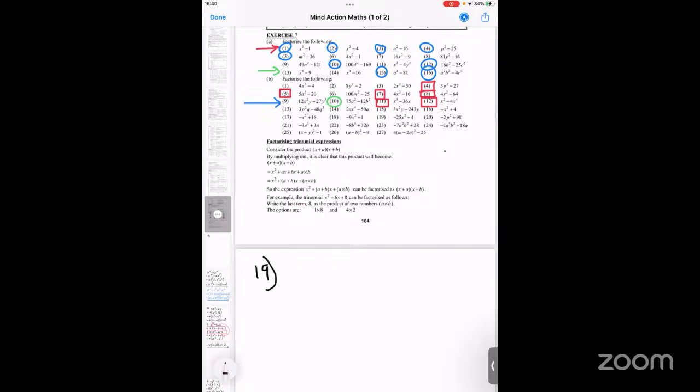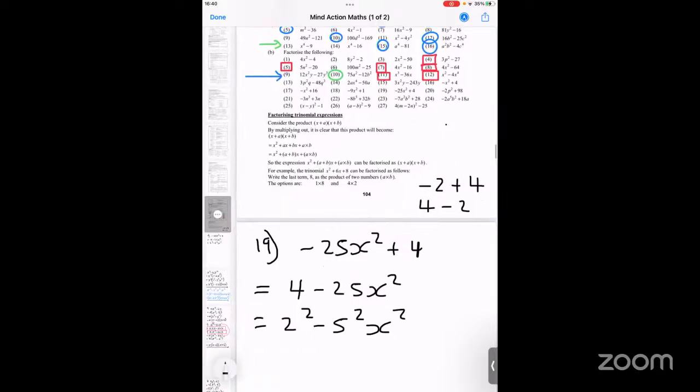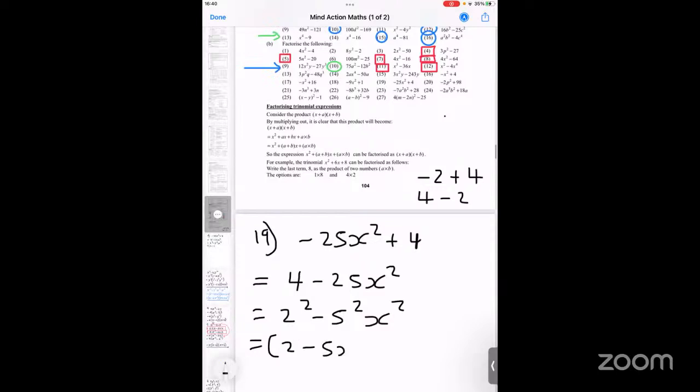And number 19, I think I remember, Langelihle. That one is given as negative 25x squared that you plus it. You remember this one, it's like you have negative 2 plus 4. Do you agree that this thing is the same as positive 4 minus 2? Yes, I agree. Meaning, I can just say 4 minus 25x squared, then I've got 2 squared minus 5 squared, and then it's a done deal. I have 2 minus 5x, and then I have 2 plus 5x. Can you see there, Langelihle? Yes, I can see.